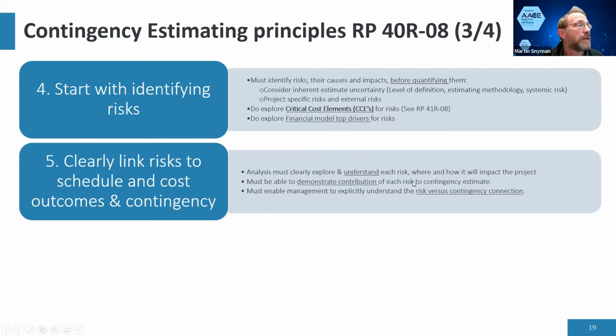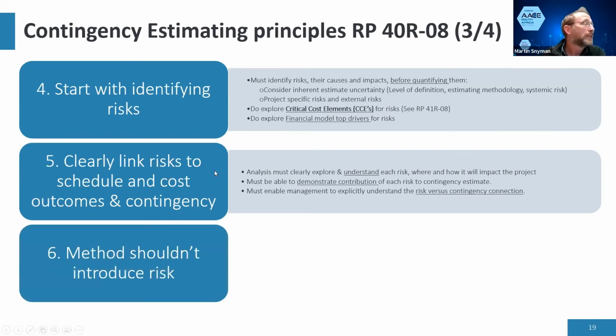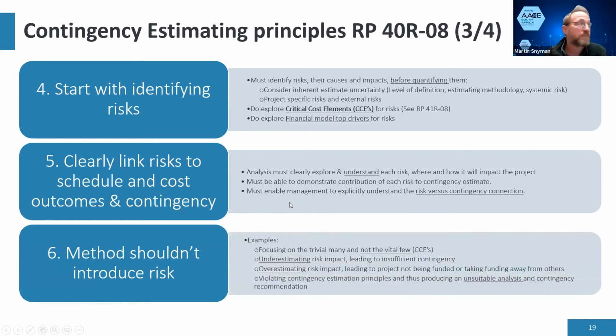You must be able to demonstrate the contribution of each risk. And we're not going to get into that, but your typical tornado diagram that you get out of a QRA doesn't really tell you the true picture. Because the question that comes up often is, you see the results tell you the project is going to overrun by 80%. And the next question then is, what must I change? And then you must be able to say, this risk we need to change, that, and then that one. Good. So the method shouldn't be introducing risk.